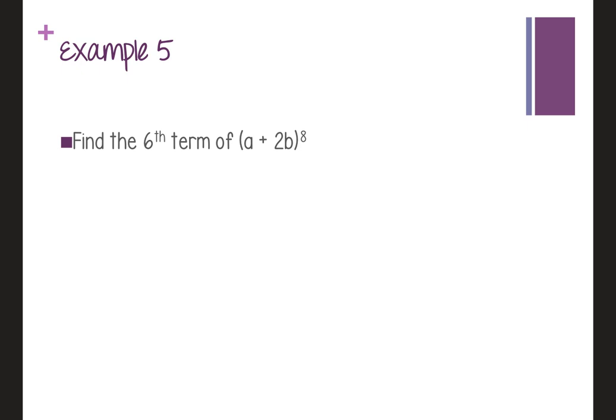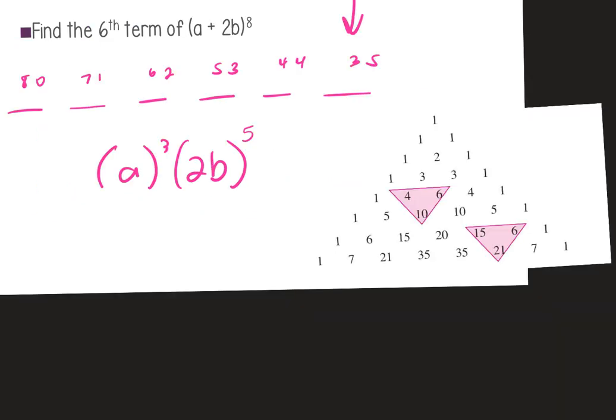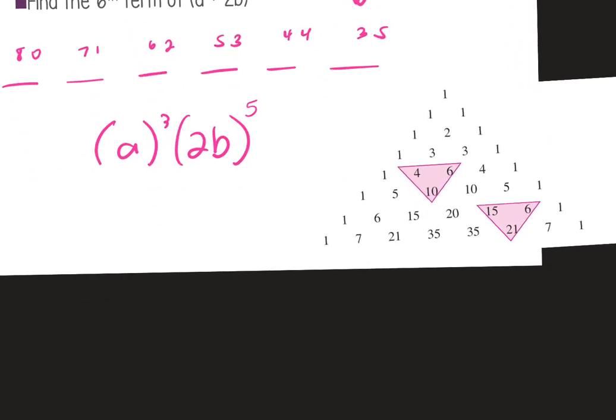All right, 6th term of A plus 2B to the 8th. Now I would go 1, 2, 3, 4, 5, 6. My exponents, let's see if we can do it faster. 8, 7, 6, 5, 4, 3. This is the one I want. The other exponent, 0, 1, 2, 3, 4, 5. So I want A to the 3rd, 2B to the 5th. And then my binomial coefficients, I already built that row. I want the 6th term. So 1, 8, 28, 56, 70, 56. 1, 2, 3, 4, 5, 6th term.